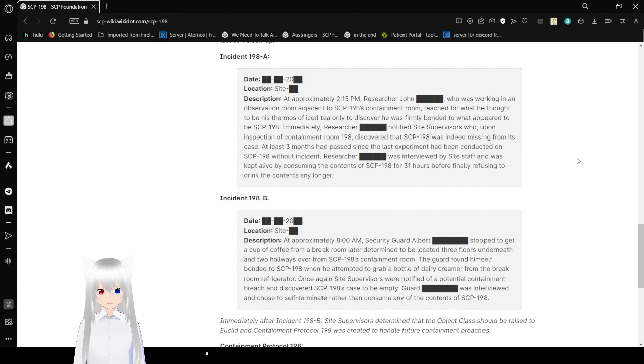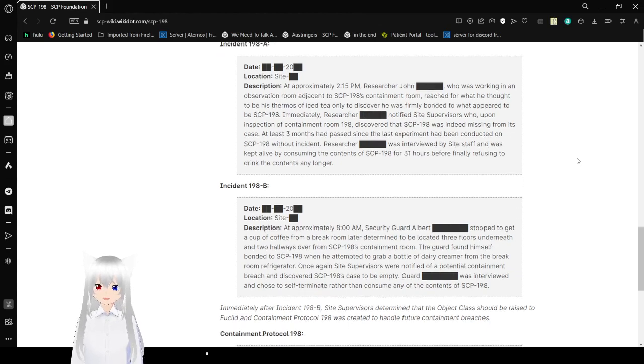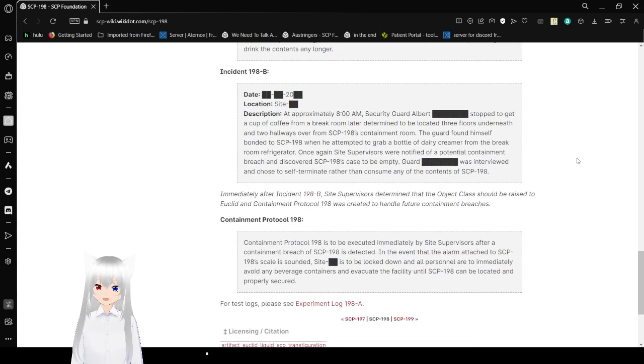Immediately, researcher [redacted] notified site supervisors who, upon inspection of containment room 198, discovered that SCP-198 was indeed missing from its case. At least 3 months had passed since an experiment had been conducted on SCP-198 without incident. Researcher [redacted] was interviewed by site staff and was kept alive by consuming the contents of SCP-198 for 31 hours before finally refusing to drink the contents any longer.